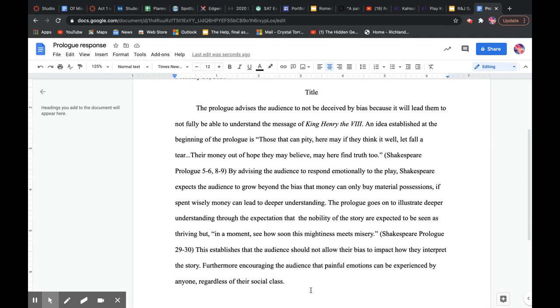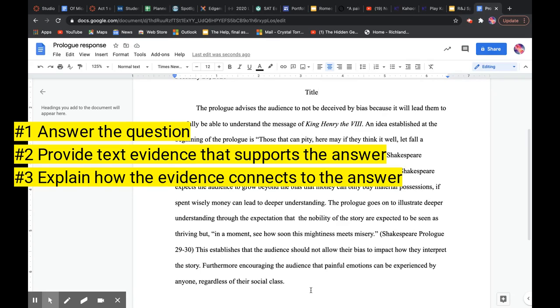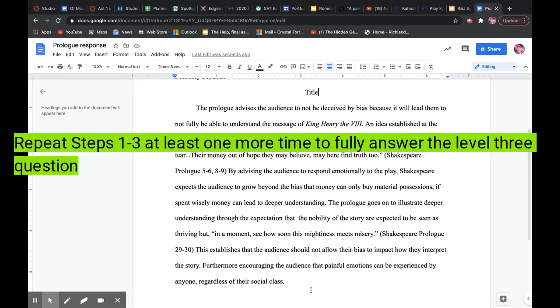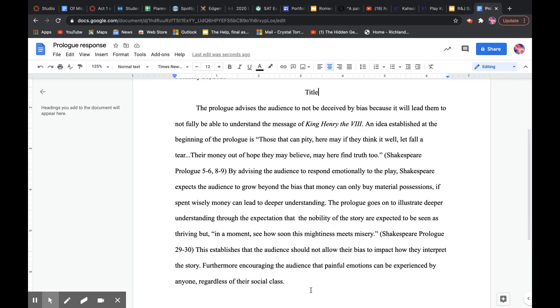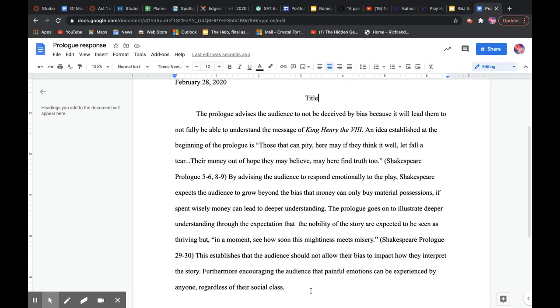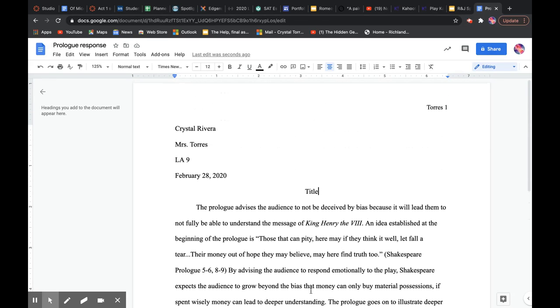All right, just to recap everything, you need to make sure you respond to the question with your own answer. You find text-based evidence that supports that answer, and then you explain how that text-based evidence connects to the answer. Then you repeat that one more time. Once you're done with all of that, you can go back and make sure that you title this response. Remember, the title should be creative.